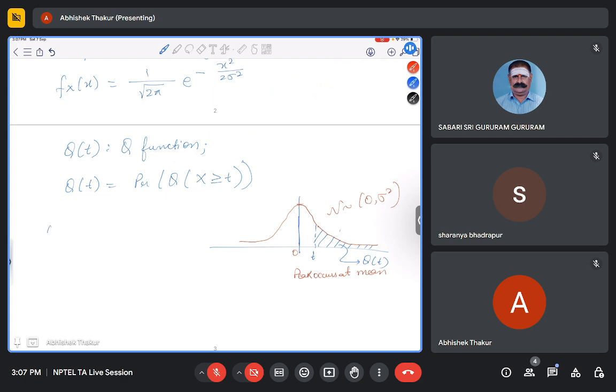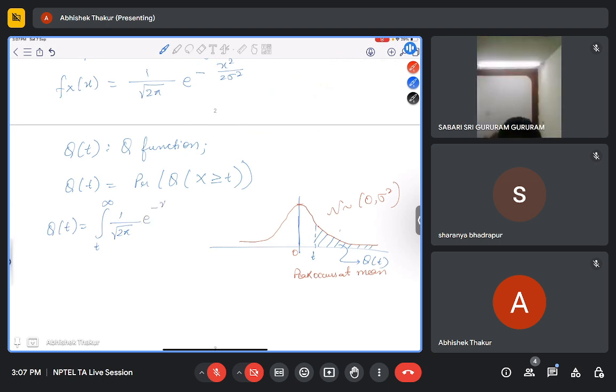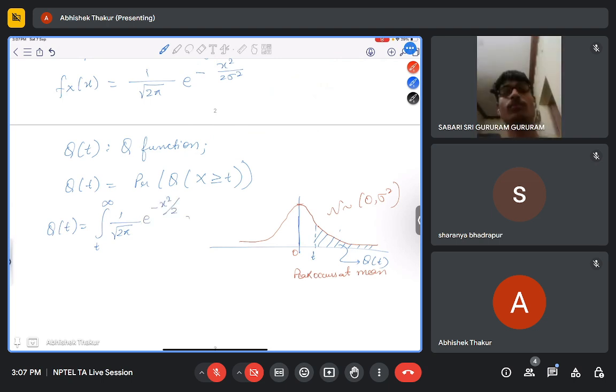So Q(t) is denoted as the integration from t to infinity of 1 by square root of 2 pi e to the power of minus x squared by 2 dx. So up to this, is it clear?